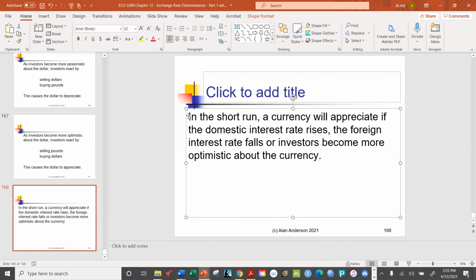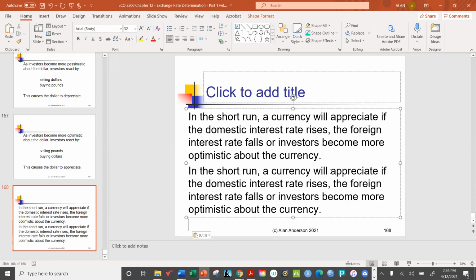Okay, now obviously this works in both directions. In the short run, a currency will depreciate if the domestic interest rate falls, the foreign interest rate rises, or investors become more pessimistic about the currency. So that's what the model is basically telling us.